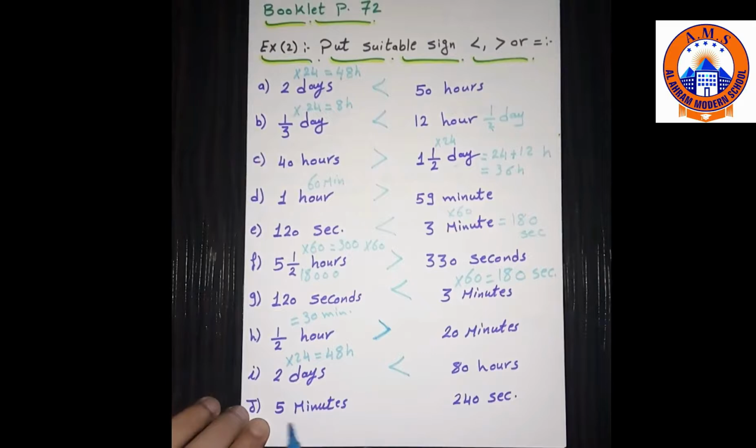We have 5 minutes or 240 seconds. I'm gonna change these minutes into seconds by multiplying by 60. 5 by 0 equals 0, and 5 by 6 equals 30. Here is 300, and here is 240. 300 is greater.